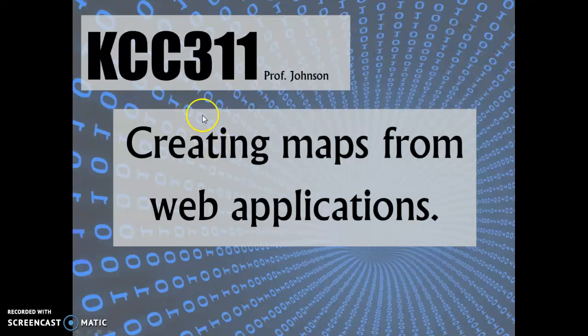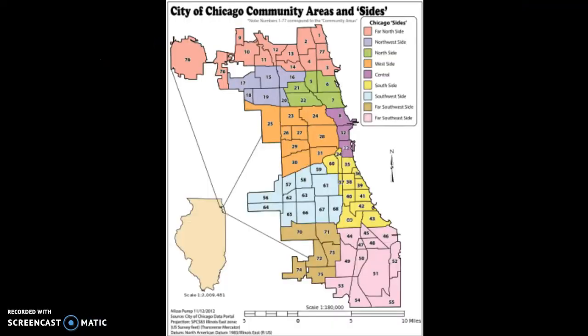KCC311. Welcome to weeks 5 and 6. Focus on creating maps. And we're going to do some on the web applications. Now, last week we talked about the regions of Chicago. You calculated the regions of Chicago on a spreadsheet, but here's a map version of those.